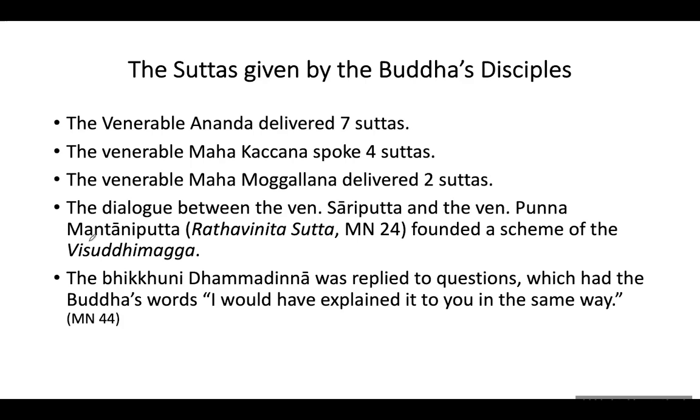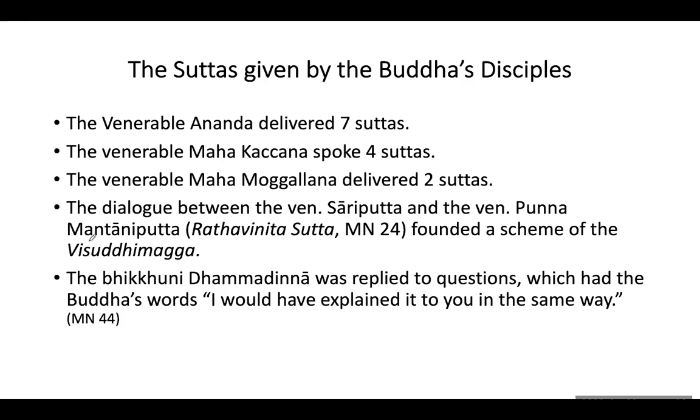Mahamoggallana gave a discourse to the bhikkhus in the Anumana Sutta, which is Majjhima Nikaya 15. He taught that if 16 kinds of unwholesome dhammas were detected in oneself, a determined effort should be made to get rid of them. Then 60 kinds of unwholesome dhammas were listed in the Anumana Sutta.